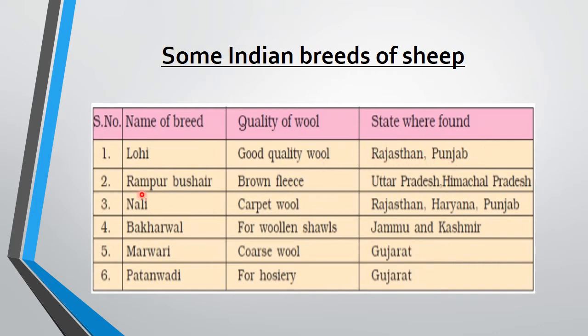Name of the breed: Lohi. Quality of wool: good quality wool. State where it is found: Rajasthan, Punjab. Rampur Bushehr. Quality of wool: brown fleece. It belongs to Uttar Pradesh and Himachal Pradesh. Marwari gives coarse wool. State where found: Gujarat.